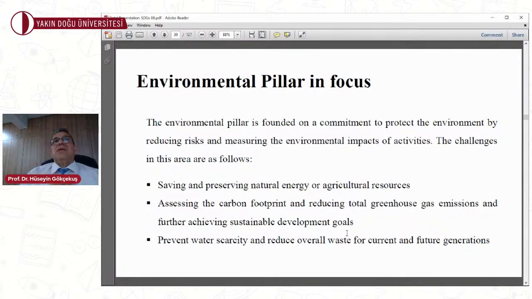The challenges in the area are as follows: saving and preserving natural energy or agricultural resources, assessing the carbon footprint and reducing total greenhouse gas emissions, and further achieving sustainable development goals. Prevent water scarcity and reduce overall waste for current and future generations.